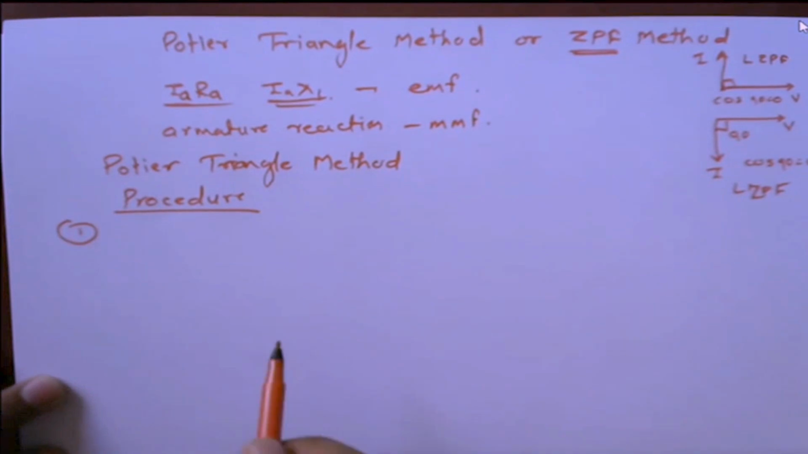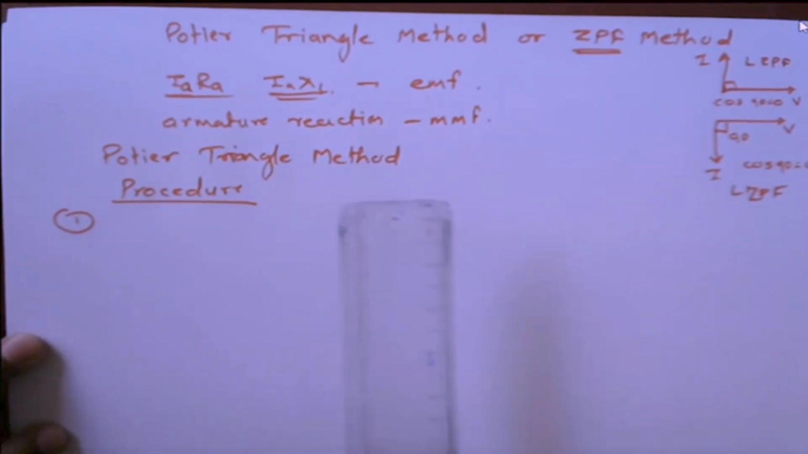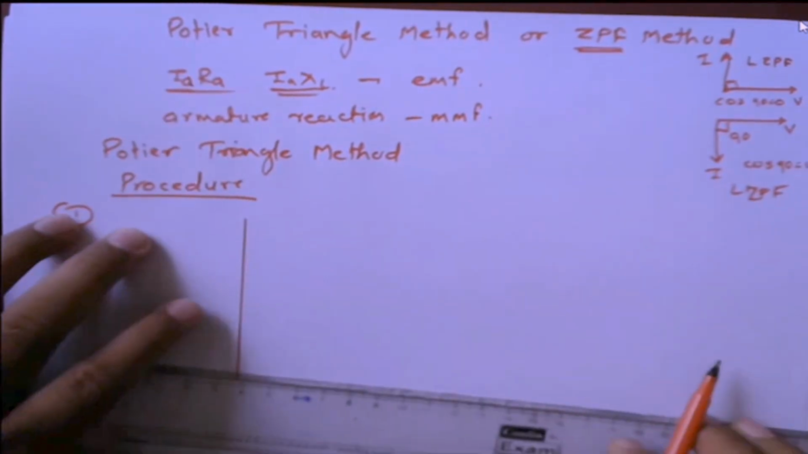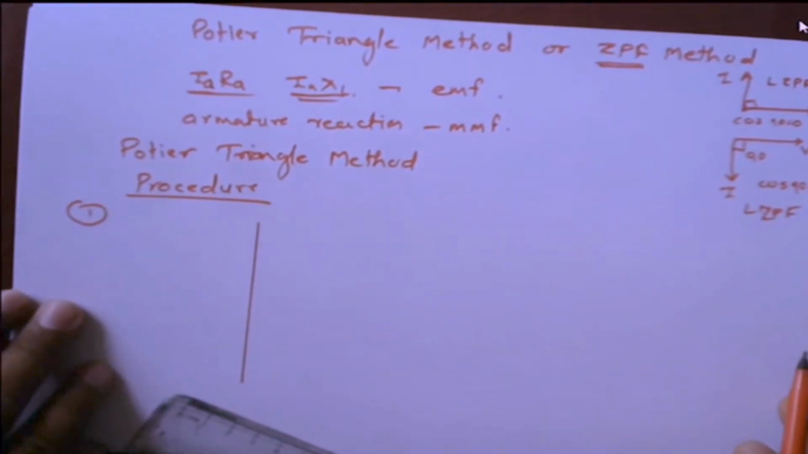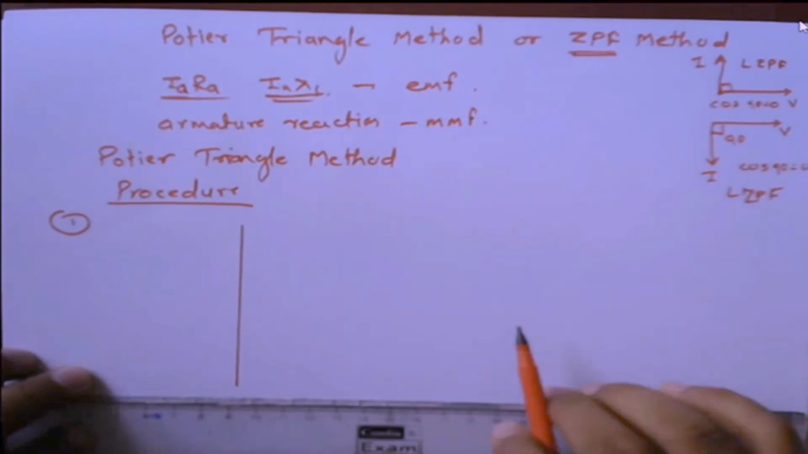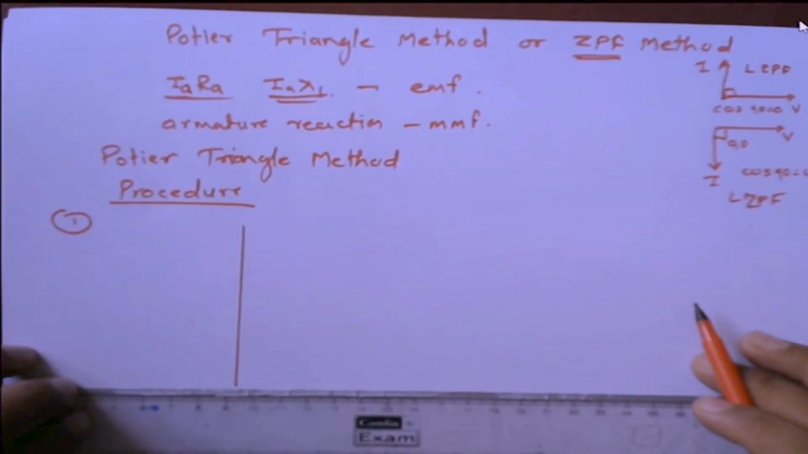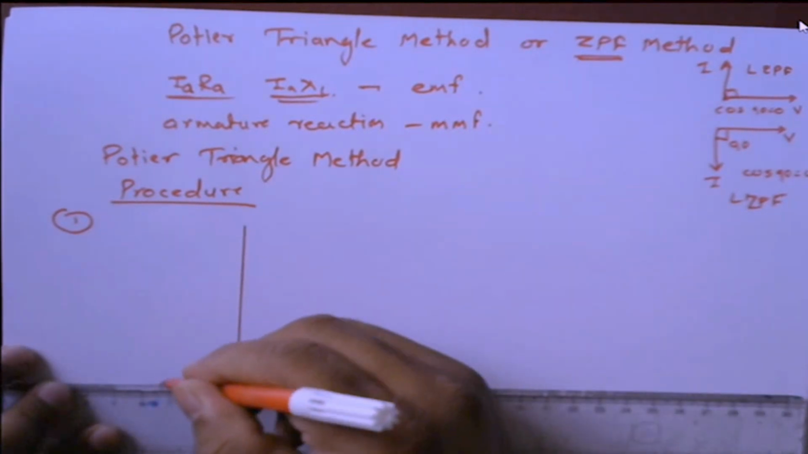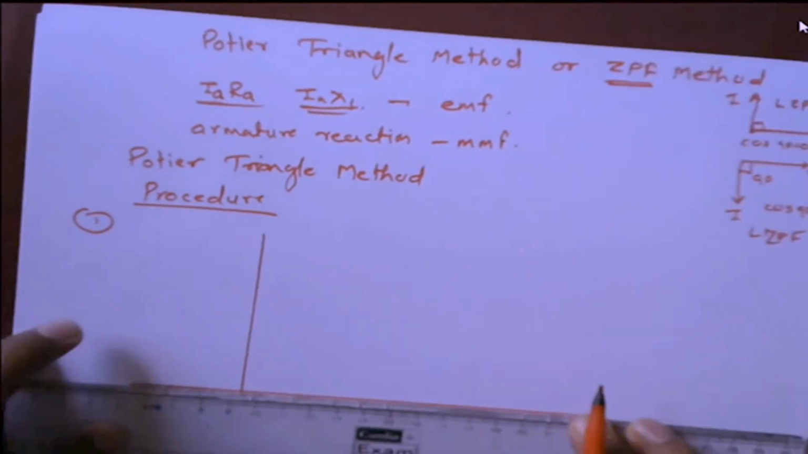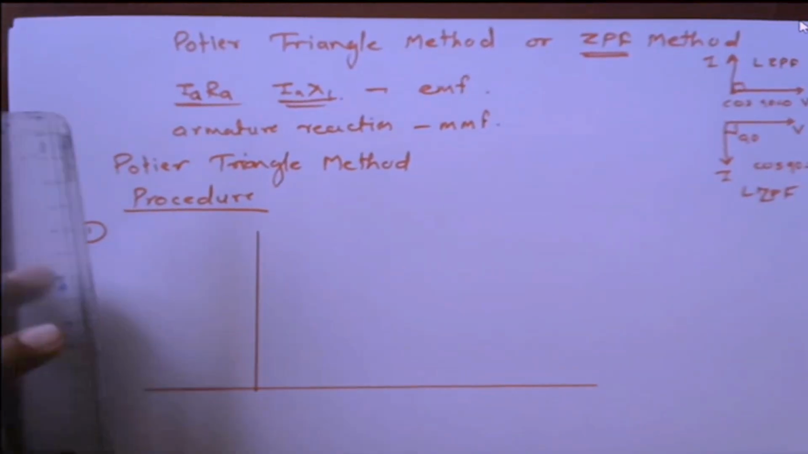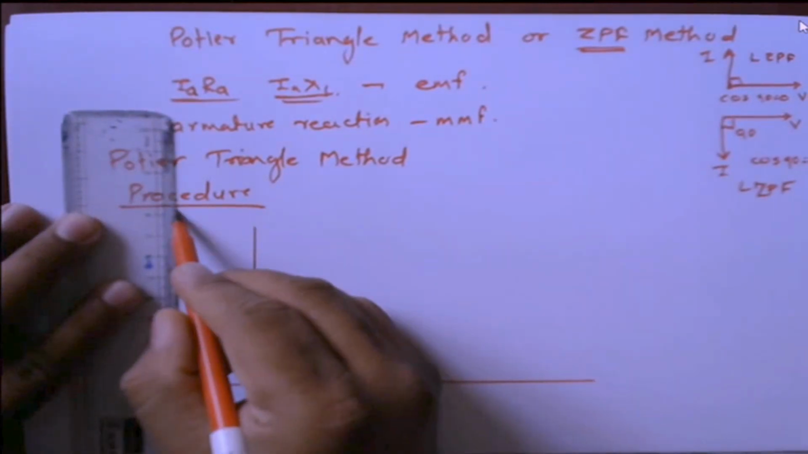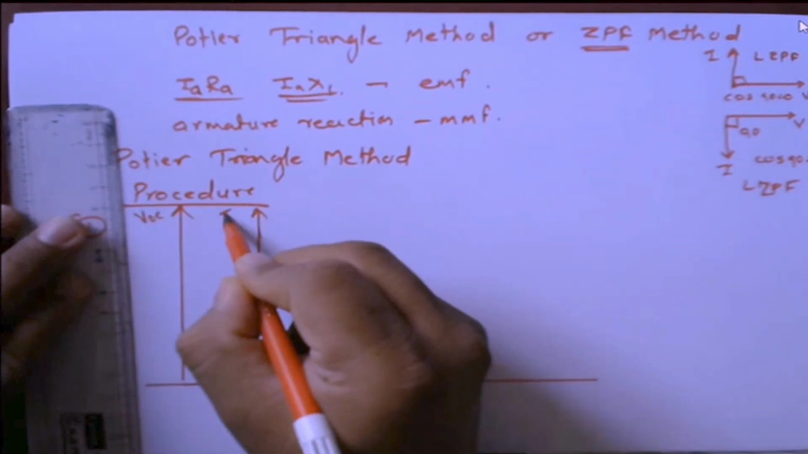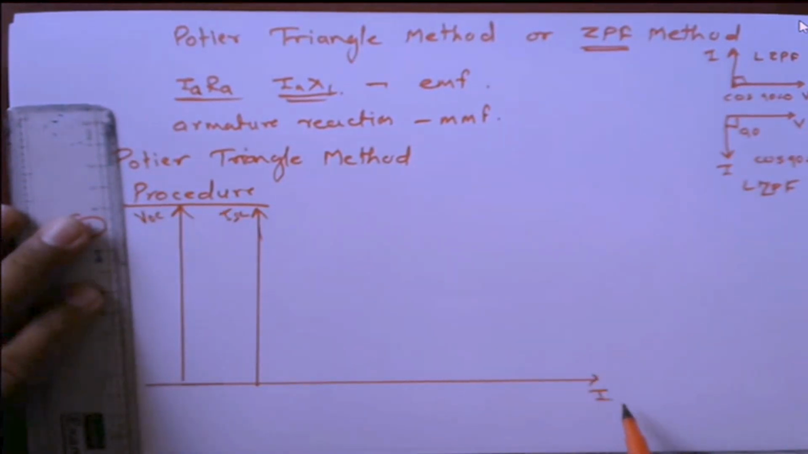First step, we have to plot. The data required for this method is the open circuit test and short circuit test characteristics, and the armature resistance. As it is an indirect method, we require the OCC and SCC. So what we will do, we'll just plot. This is VOC, this is ISC, and this one is IF.